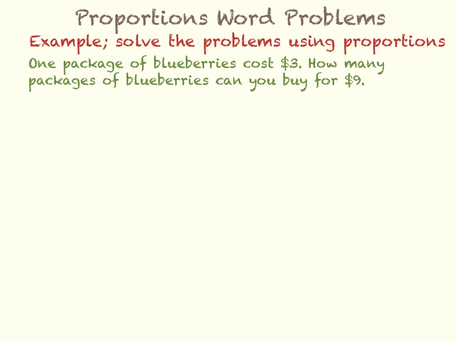And the last example here, we have 1 package of blueberries costs $3. So 1 package is $3. How many packages of blueberries can you buy for $9? So we want to know the number of packages for $9.